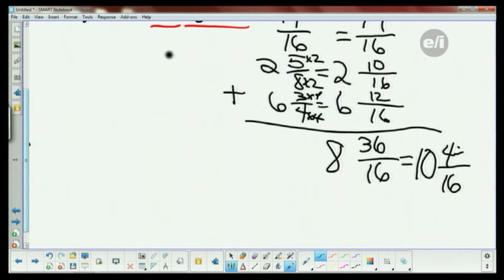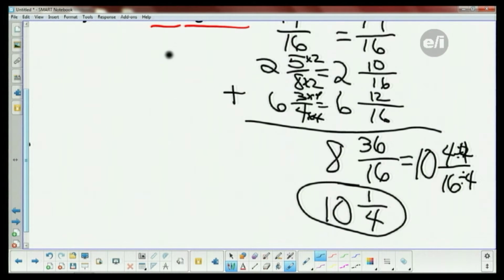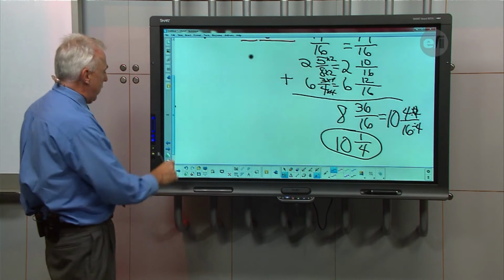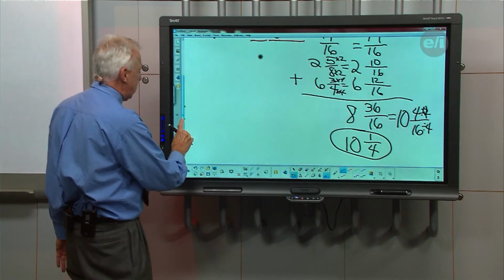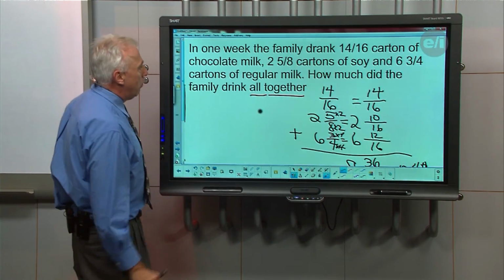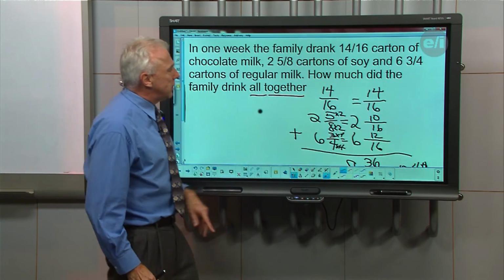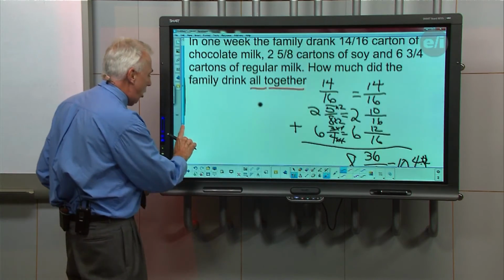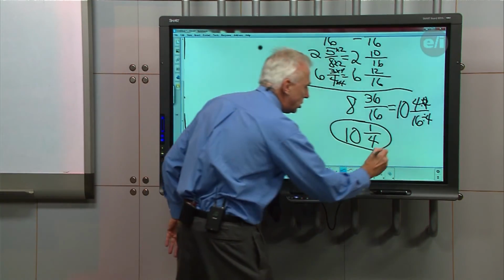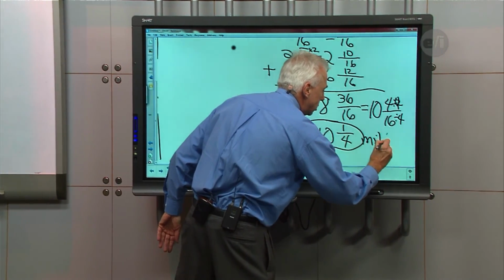Now we're going to go the other way. I know that, well, divide by 4. I'm going to divide both of these by 4. Okay, 4 divided by 4, let's keep the whole number, is 1. 16 divided by 4 is 4. Okay? So that's 10 1/4. That's actually not just milk, but because they drank soy here, well, it's kind of milk. But they did drink all together 10 1/4 cartons of different types of milk.